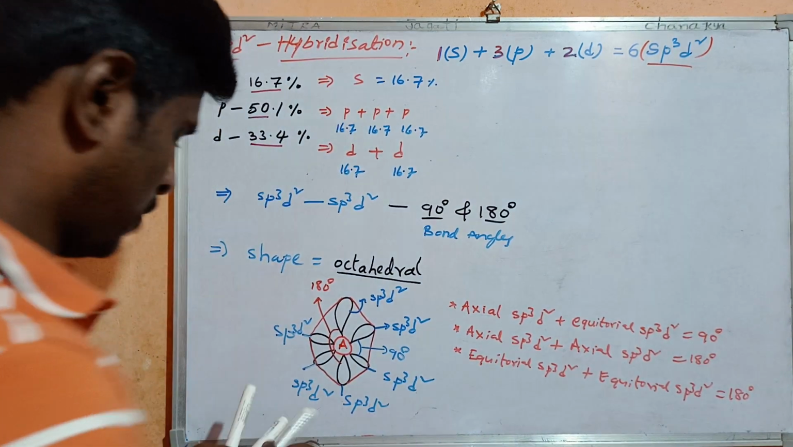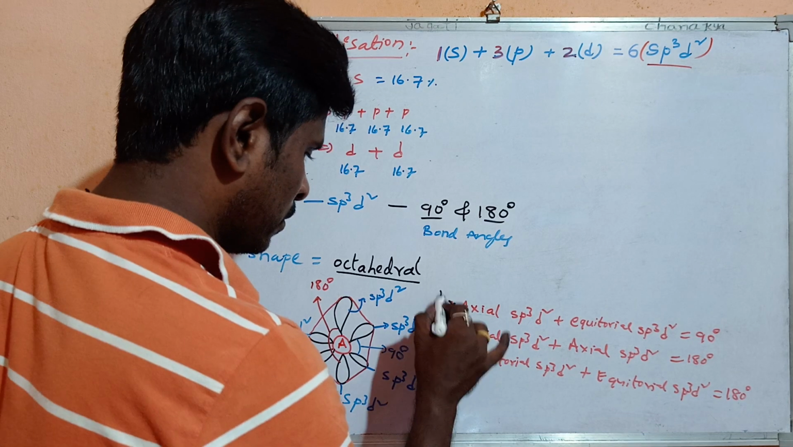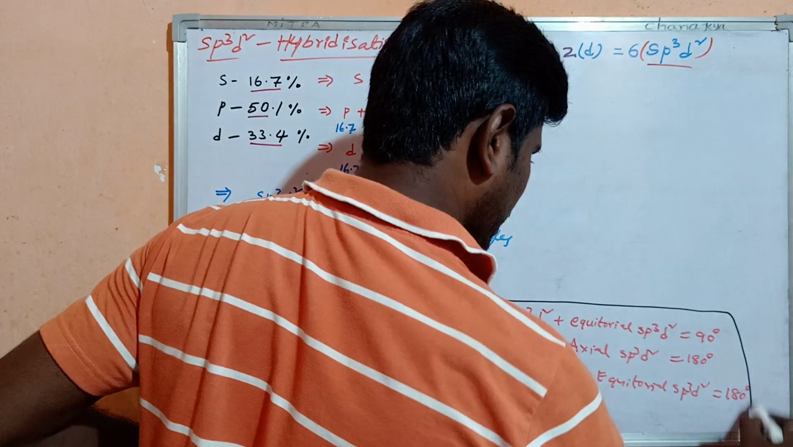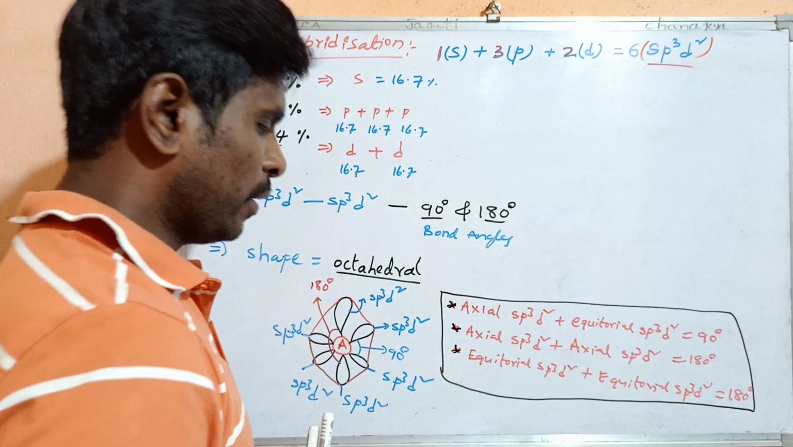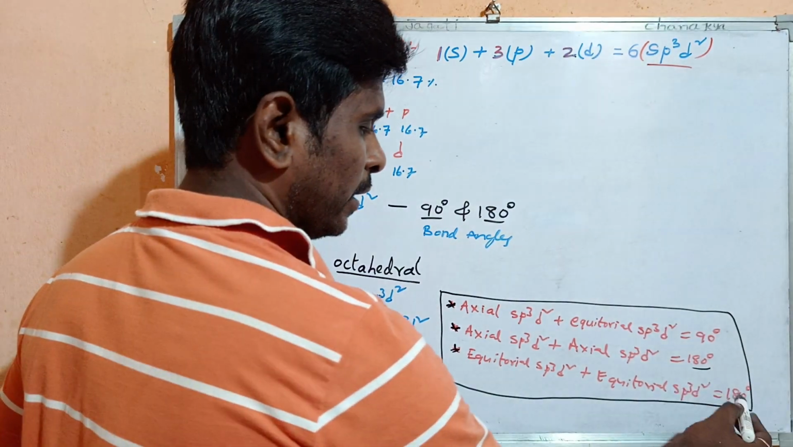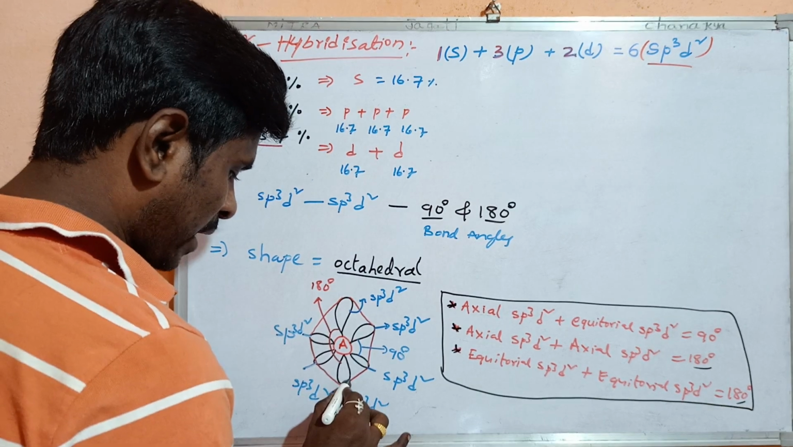Okay, these 3 points all of you once look at. The bond angle between axial and equatorial is 90 degrees, axial and axial 180 degrees. Okay, now which are axial? This is axial.